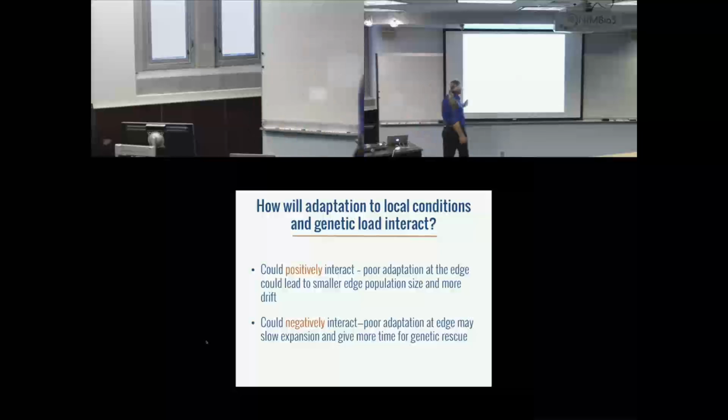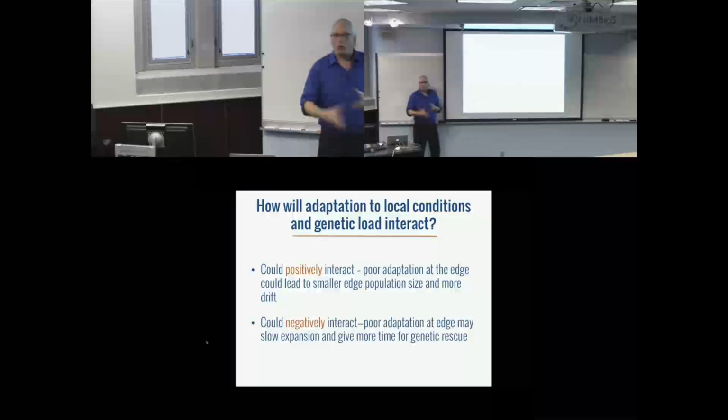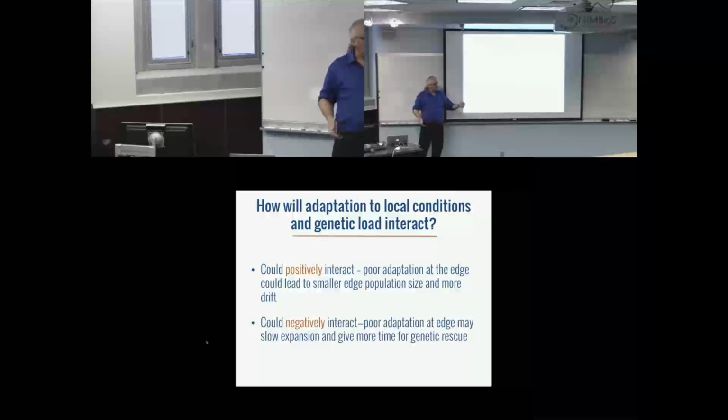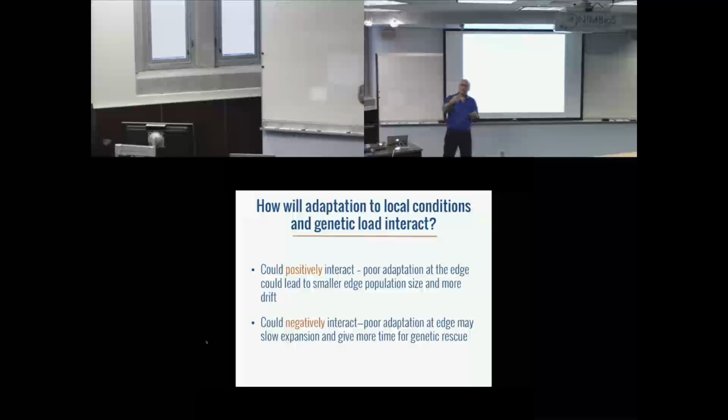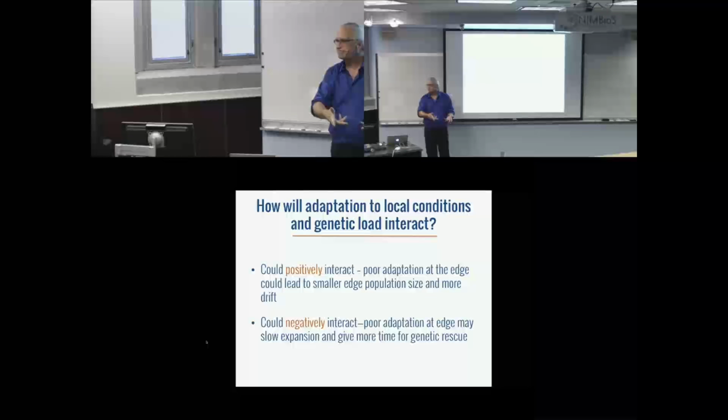Or it could be that there's a negative interaction, that the poor adaptation at the edge may actually slow down how fast the population expands. And if it did, that gives more time for good alleles from deeper into the range to catch up, right? So that it minimizes the spatial catchment from which the ancestors of the future range expansion may come, because there's more mixing as you go. If you go slower for the same amount of dispersal, you get more mixing.